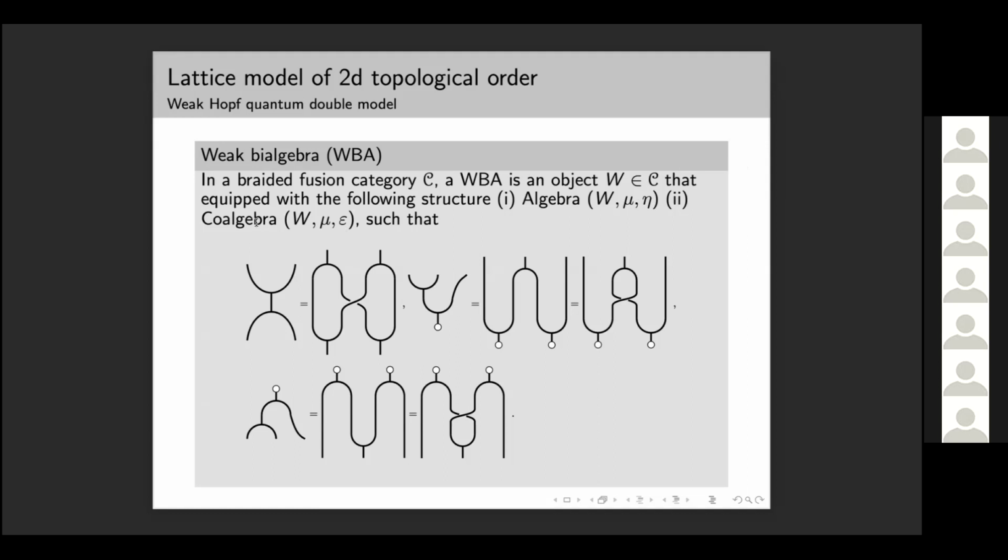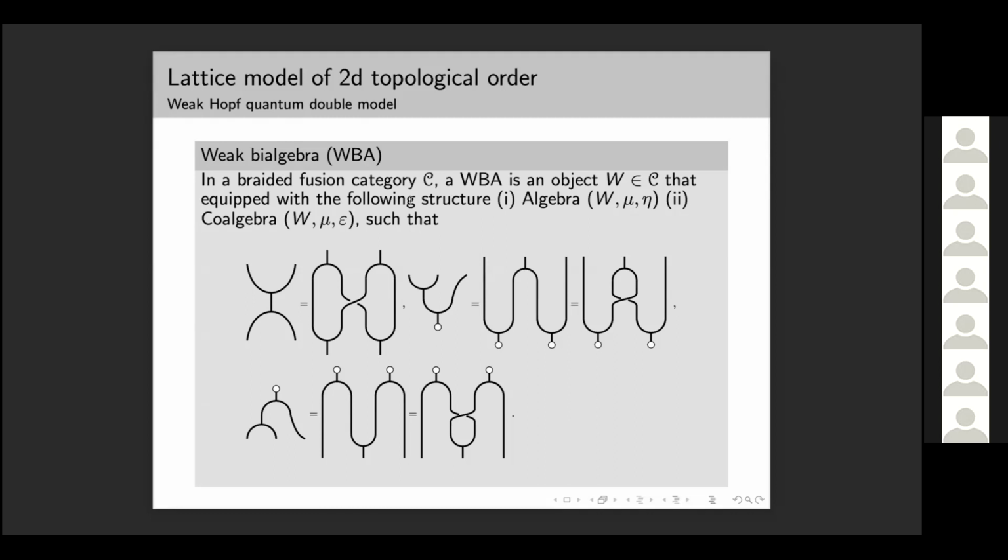And there is also a co-algebra structure, with delta and epsilon. Delta maps W to W tensor W, and epsilon maps W to the tensor unit. If we use string diagrams, we find that the axioms of the weak bialgebra can be expressed in this way.